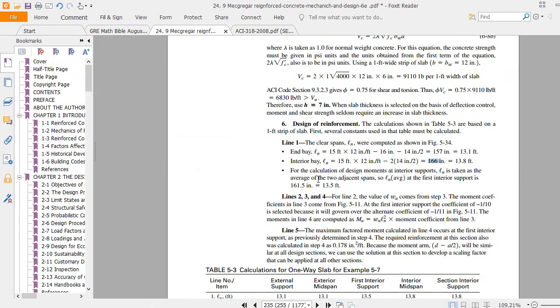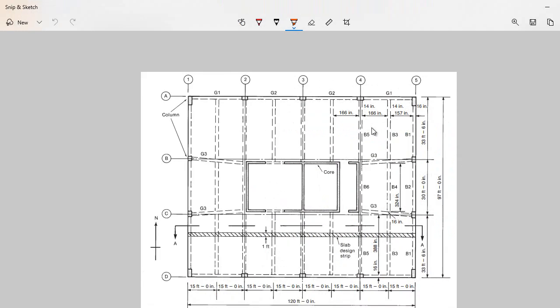Clear? Now, for the calculation of design moment at an interior support, ln is taken as the average of the two adjacent spans. Remember this: if we are calculating the moment right over this support, we will use the average of 157 and 166. If we are calculating the moment in the positive region, we will use this 157. And if we are calculating the positive moment right at the mid of this panel, we will use this 166.